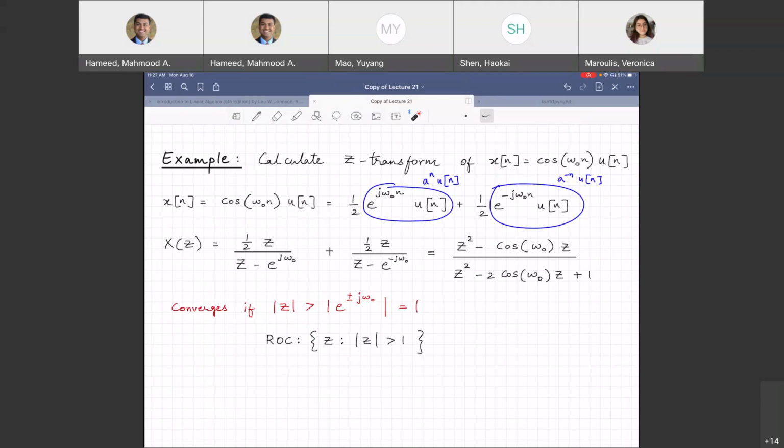Questions about this? And from here, you can simplify it to express it in this form, and that form is what you see on your z tables. So far, it's plug and chug, right? Plug it into the formula, use the sum of a geometric series to find the result, as well as to define the ROC.